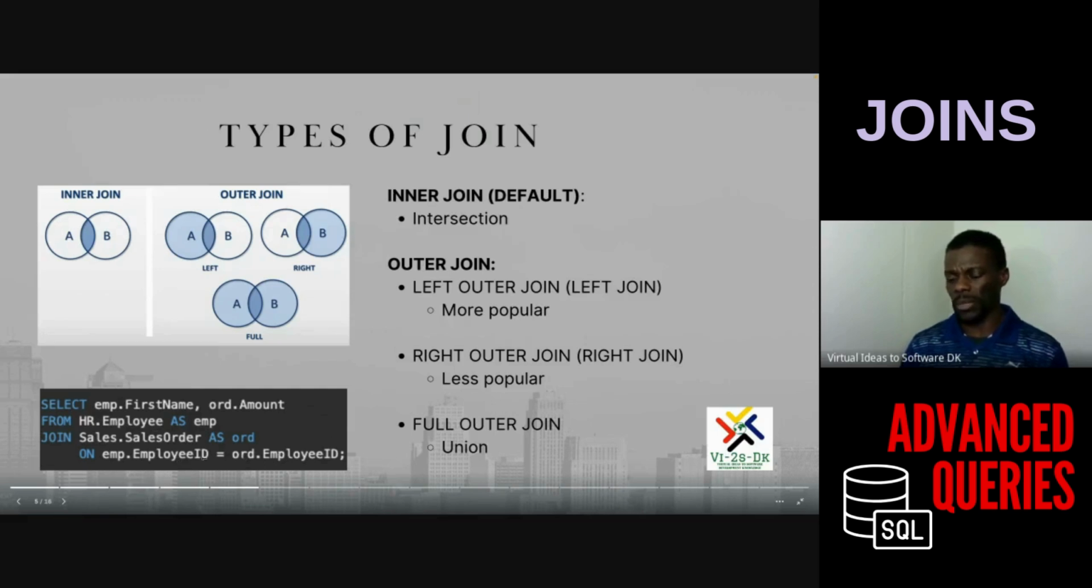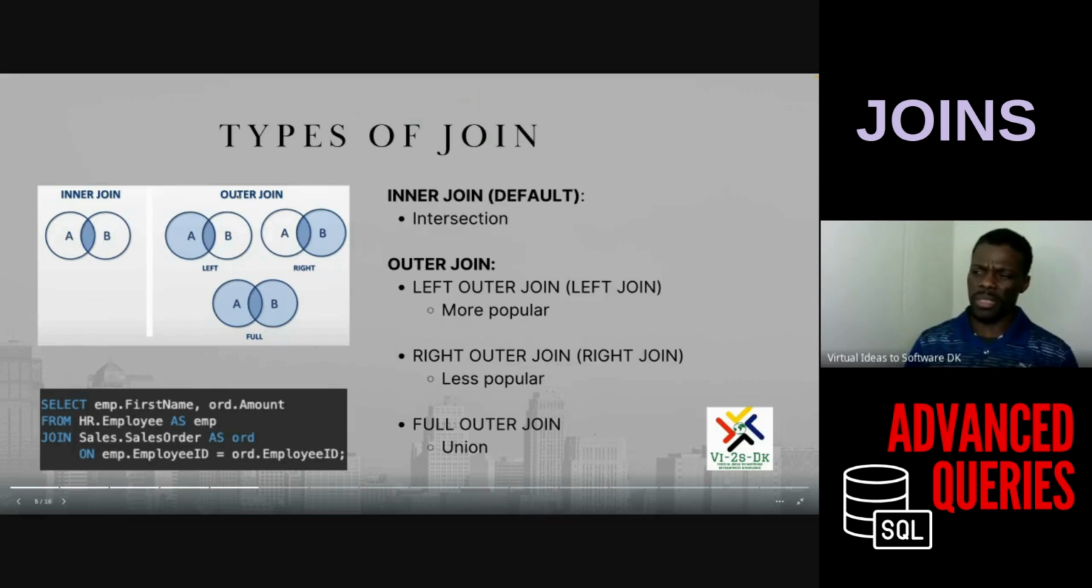The common column in this place is the employee ID. So whatever employee has placed an order is what we are going to see. If you have an employee that has not placed any order, they are not going to show up. If you have an order that was not placed by an employee, it's also not going to show up. It's only going to show you the matching records of both employee and sales order.